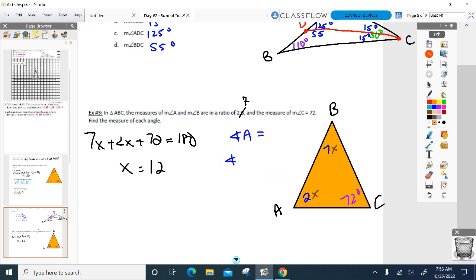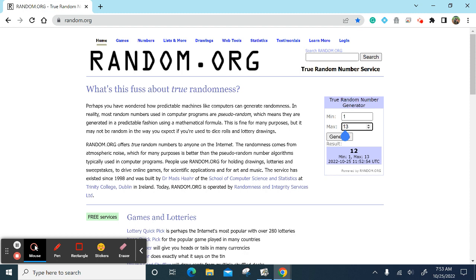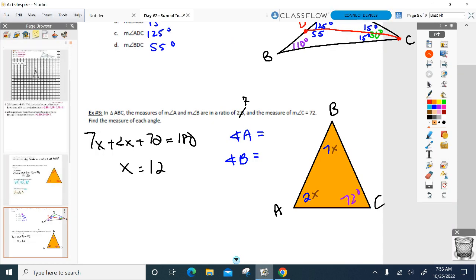Angle A, angle B. I don't need to write down angle C because we already know it's 72. So plug in 12 for A and B and let me know what you end up with. 24 and 84. Nice job here. 24 degrees, 84 degrees. Okay, anything on the interior angles?